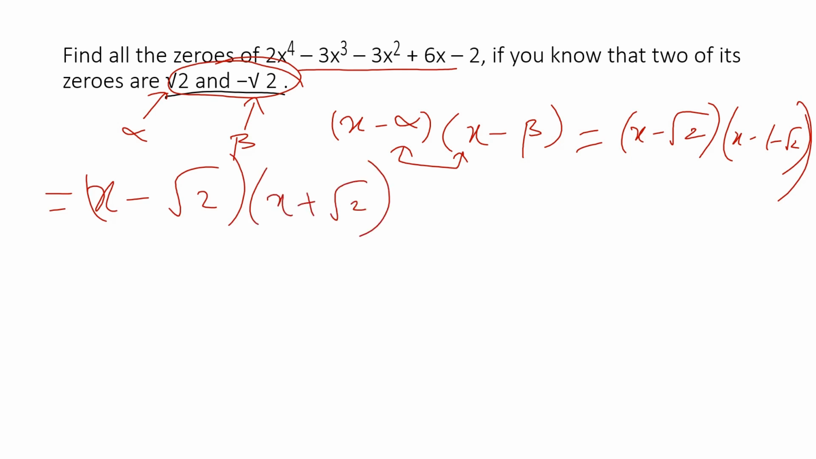Now we know according to identities that a minus b into a plus b is equal to a square minus b square. So we can write it as x square minus 2. Now we got the divisor, we have the dividend, so we can find out the quotient and remainder. Now we'll start the division. So let us begin the division.